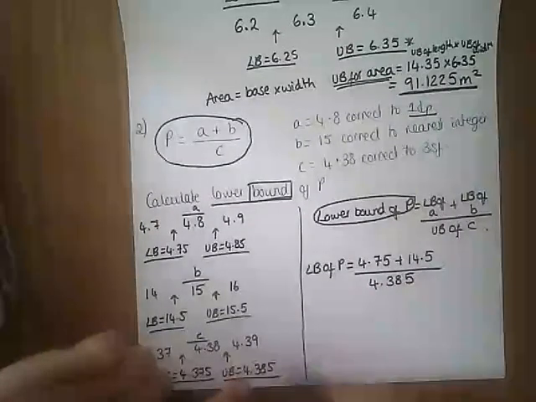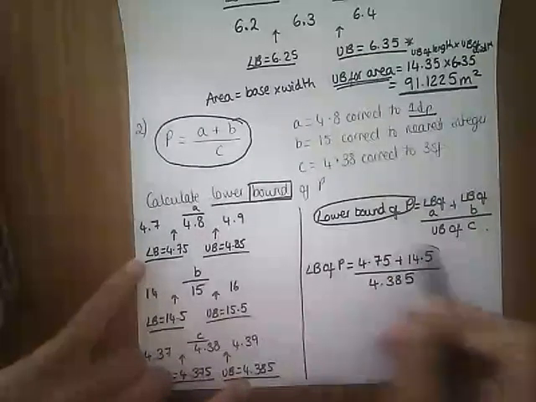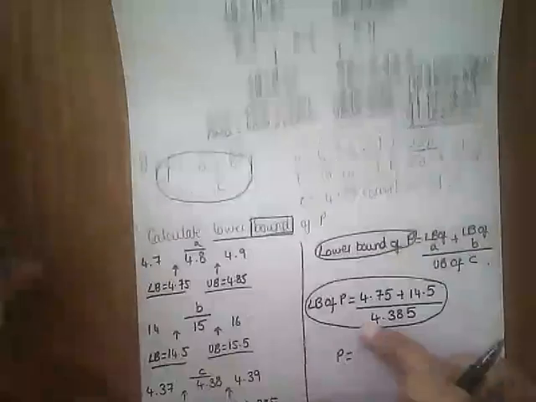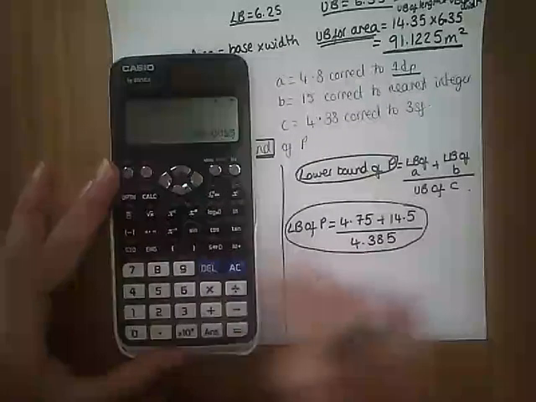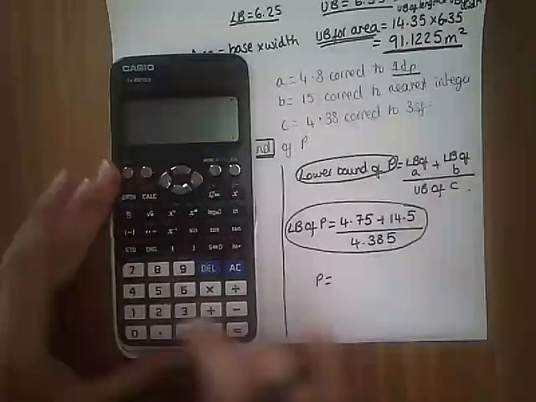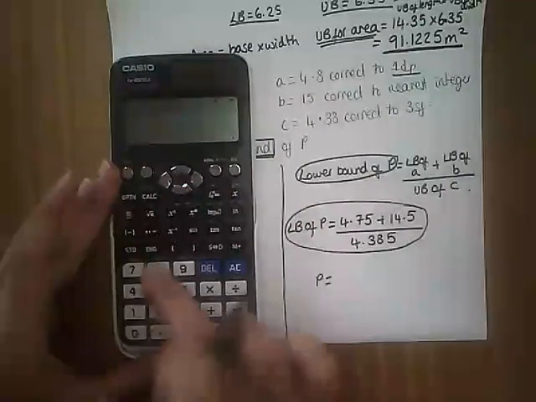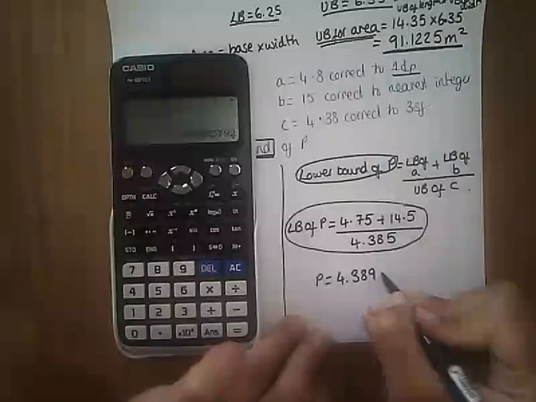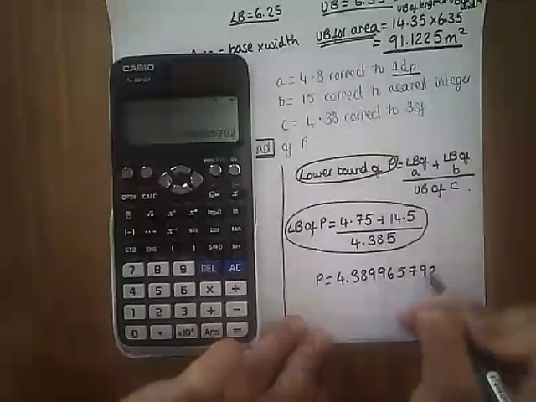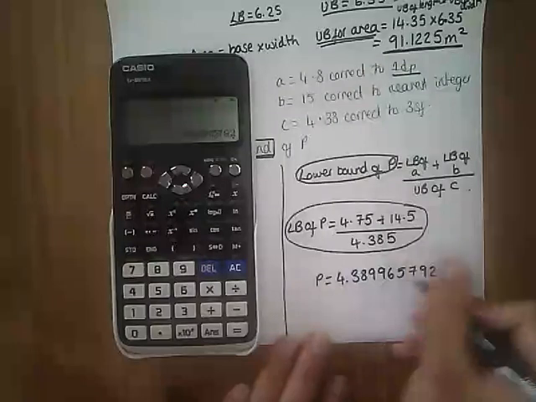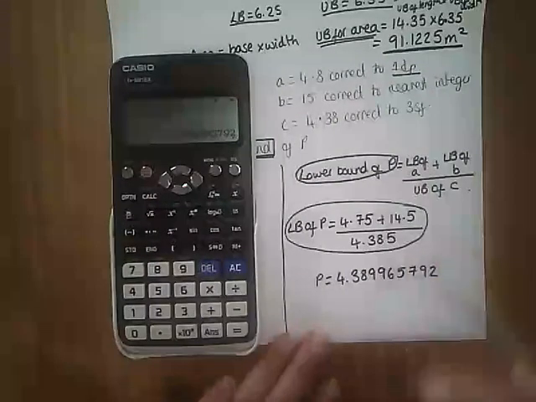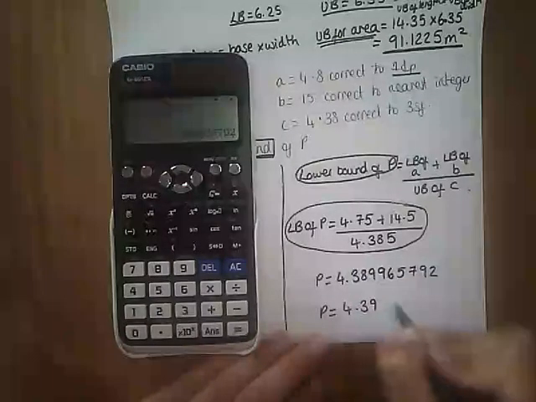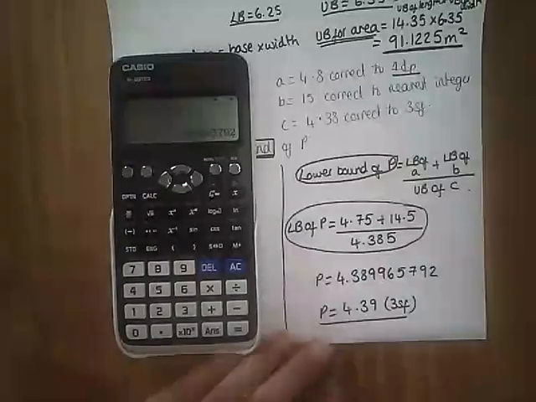It is absolutely vital that you write down this calculation. This calculation carries all your marks. That is really important. So we can just chuck that in our calculator. 4.75 plus 14.5 divided by 4.385. And again, you must write down all of the digits, because if you did the lower one, you might have something that's just slightly different down here. The upper bound, sorry. So it's really important. You can round it at the end if you'd like. I'm going to suggest we round it to 3 sig fig, but if it doesn't ask you to, I wouldn't get too worried about it.